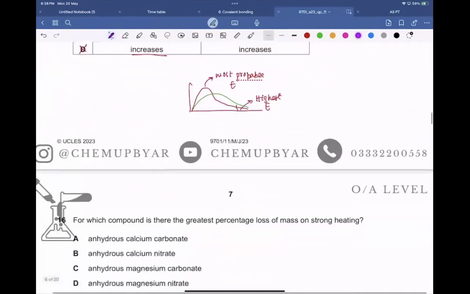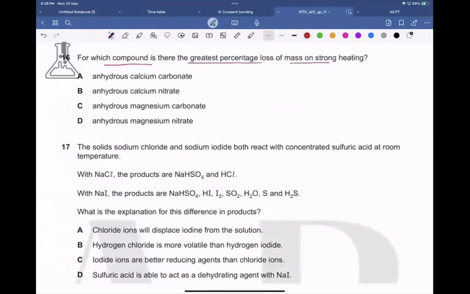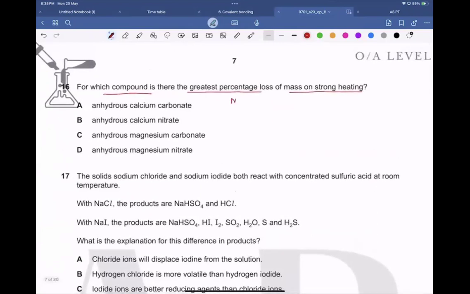Okay. Now, question number 16. For which compound is there a greatest percentage loss of mass on strong heating? So for a carbonate, if you decompose it, it turns into a metal oxide and carbon dioxide. So only 44 grams has been lost from the solid, right? For a nitrate of group 2, metal oxide is formed. Further, 2 moles of nitrogen dioxide and half mole of oxygen are formed. So half mole of oxygen is 16 grams, and NO2 is nitrogen 14 plus 32, which is 46. So 46 times 2 is 92. Yeah, 92. So see, this much mass has been lost.